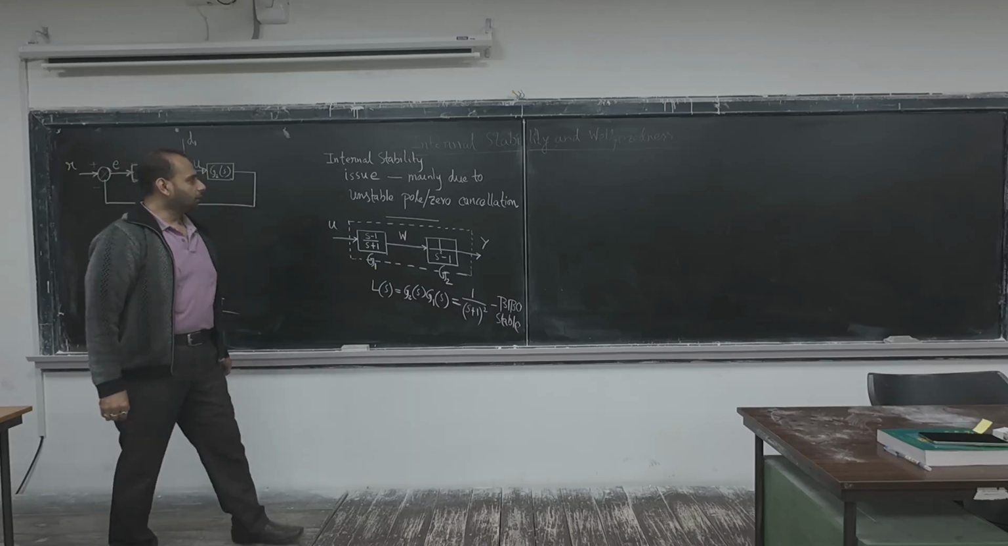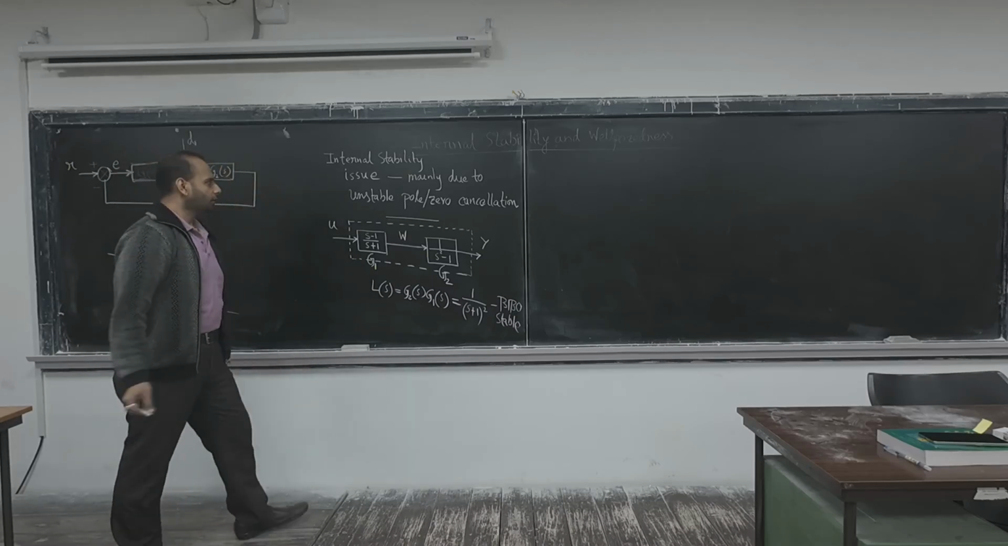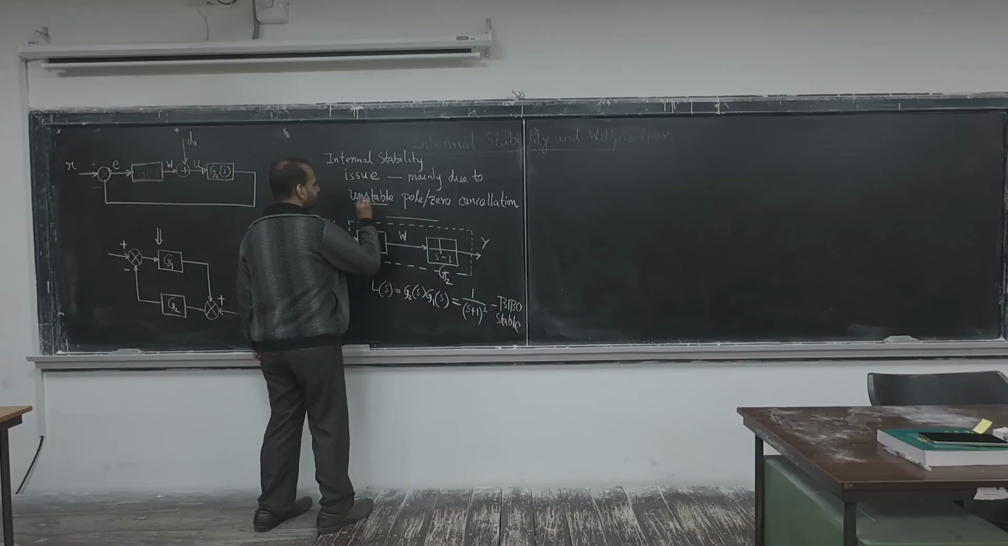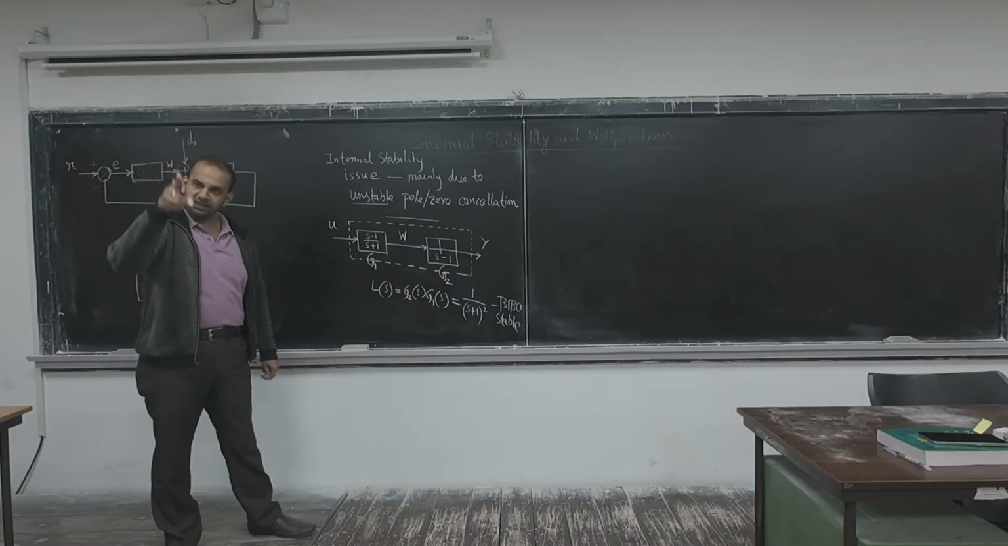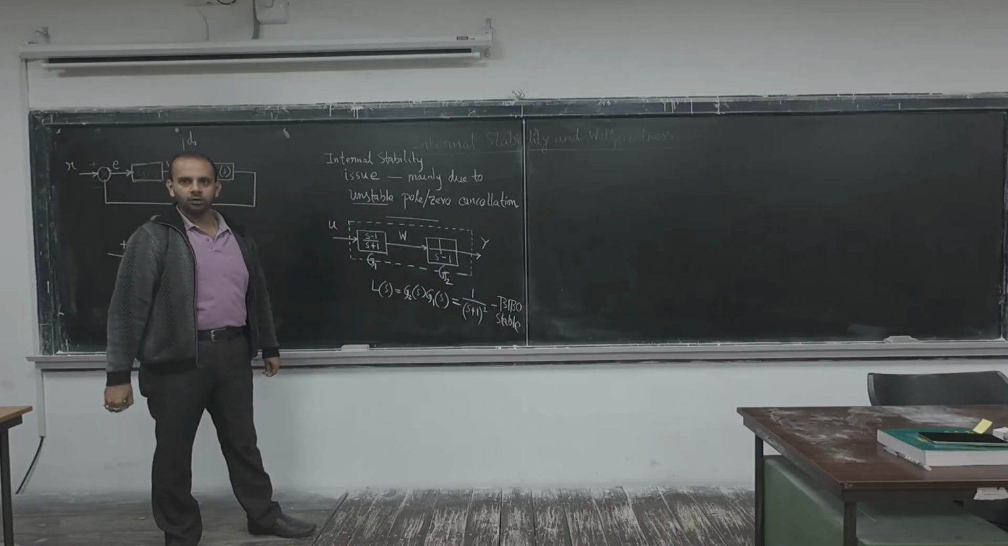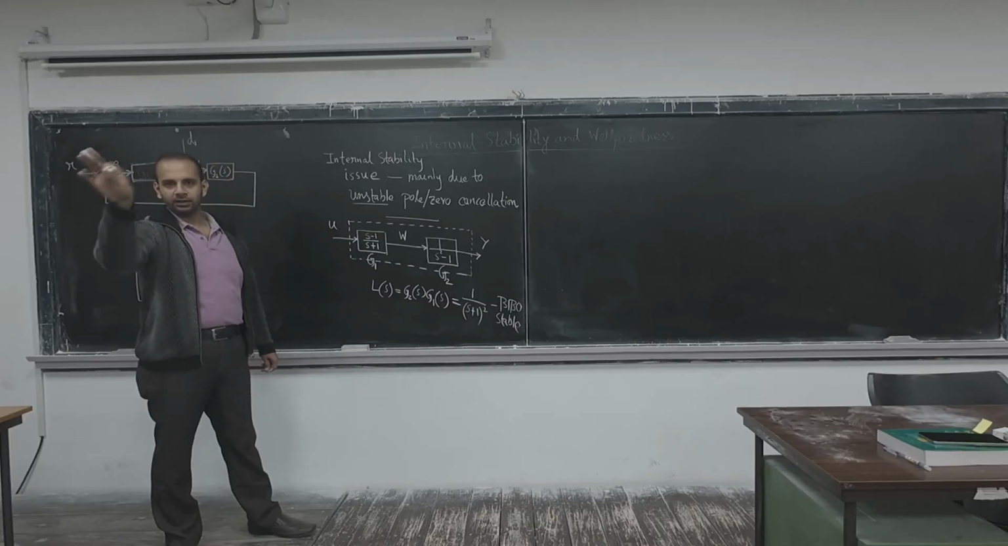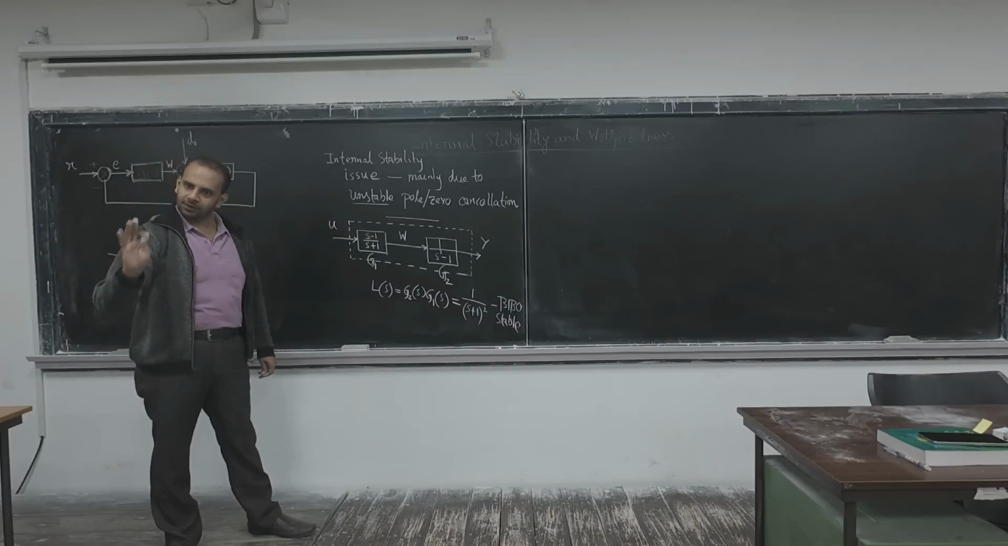That is called internal stability. It is mainly unstable pole zero cancellation. Now, please be careful. Unstable means including the j omega axis. Okay? So not only the pole zero cancellation on the right hand side, but on the j omega axis as well.